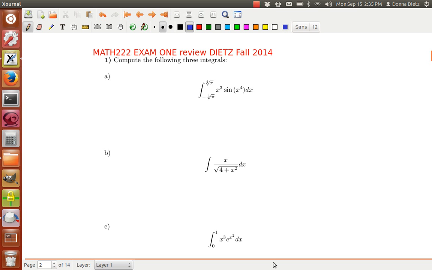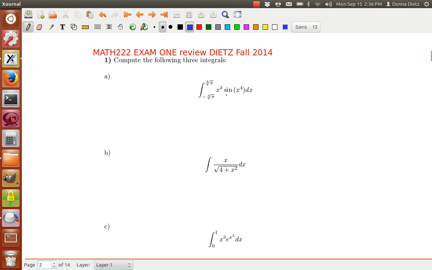This question, A, you could do the long way. With u substitution, you could say u is equal to x to the fourth, and du is equal to 4x cubed dx. And then you could divide by 4 on both sides. There you go. And you could just do this whole thing out, and it works perfectly fine.